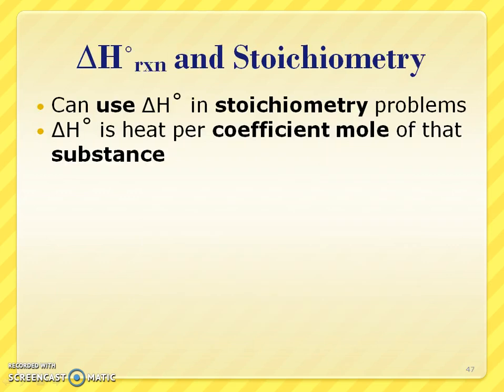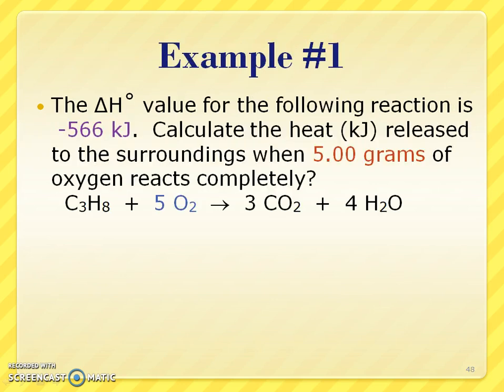So let's do some problems here. We're going to talk about delta H and the stoichiometry of it. So example 1, read that over, then pause. Now, hopefully you read that. The first thing I like to do is put what they give us. They give us 5 grams of oxygen, and they want us to know how many kilojoules of heat is going to be released.